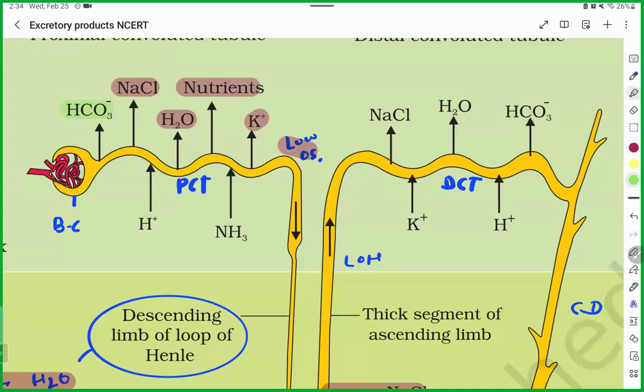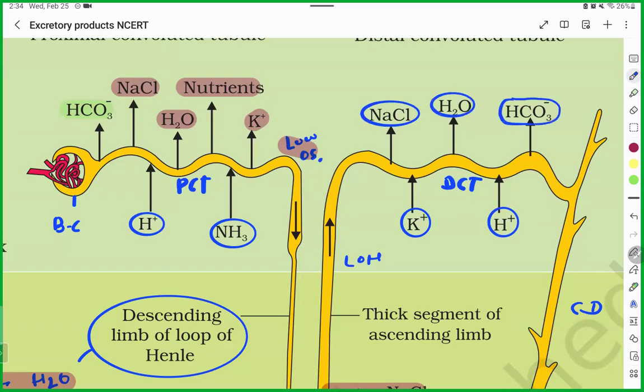What is introduced in this PCT? H positive is secreted, ammonia is secreted in PCT. In case of DCT, K positive is introduced and H positive is introduced. Remaining things are reabsorbed. Same NaCl is reabsorbed, same water is reabsorbed, same bicarbonate is reabsorbed. So more or less both are the same, but reabsorption is more in PCT, way more compared to DCT. Things are the same, but more amount in PCT.